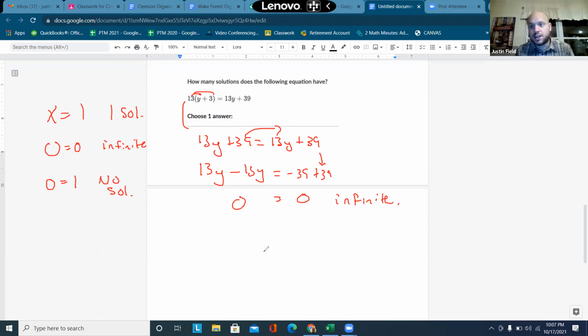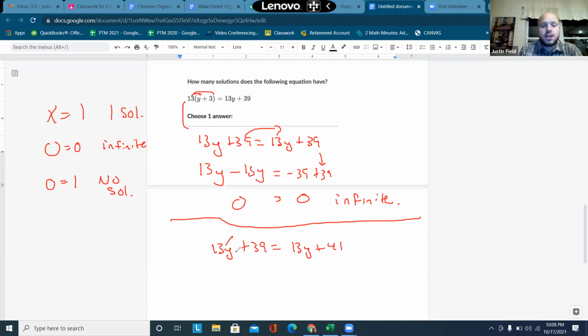So that's an infinite example. What would be a no solution example? Let's say that we had 13y plus 39, but on the other side, we had 13y plus 41. This time, 13y's would still end up canceling, but we would get 39 equals 41. 39 does not equal 41. You can ask someone who's 39, they're not yet 40. Someone who's 41 has already accepted that they're in their 40s. Not equal, right? So this would be no solution.